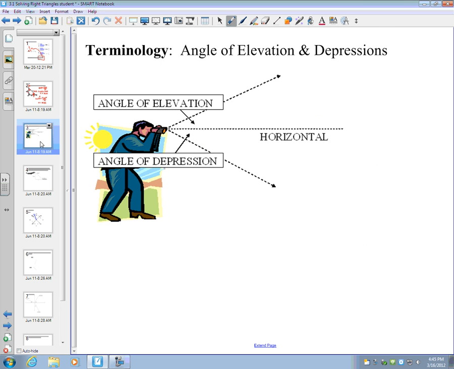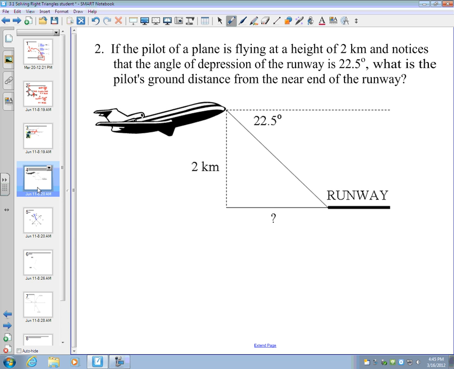Just a review about angle of elevation and angle of depression. So if we're talking about angle of depression, we go from our horizon, and angle of depression is measured down from that. Angle of elevation is upwards. So here's an example of a problem that uses this. If a pilot of a plane is flying at a height of 2 kilometers and notices that the angle of depression of the runway is 22.5, what is the pilot's ground distance from the near end of the runway?